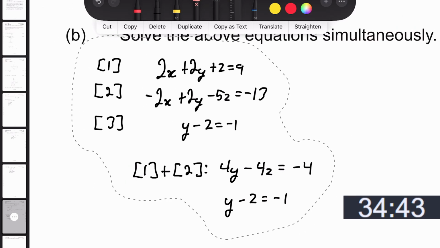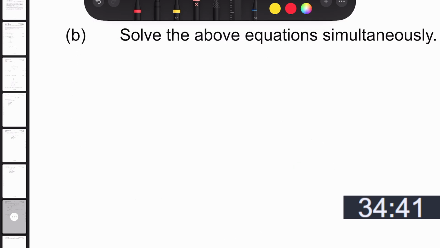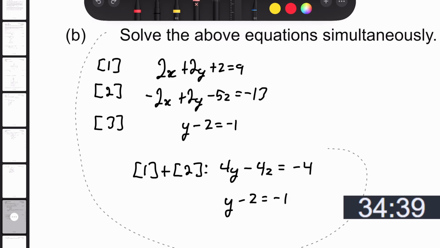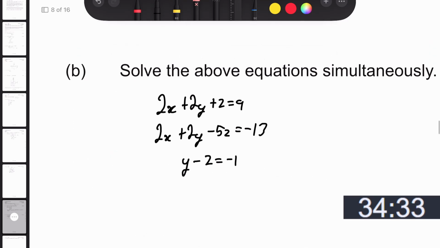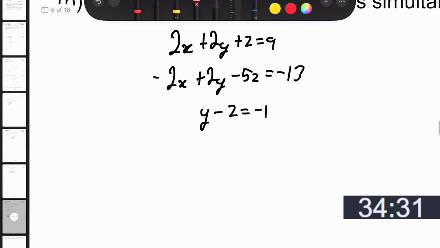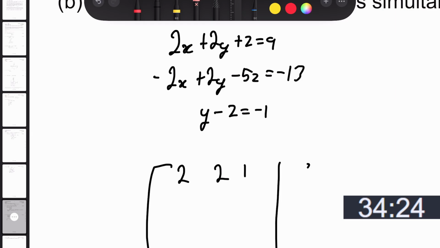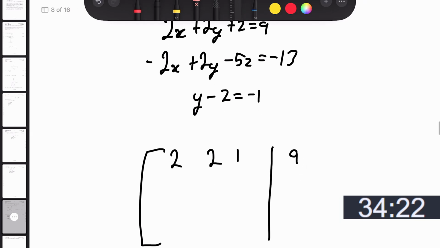I'm going to redo this, let's do this with the augmented matrix, because I understand augmented matrices. I can't believe I'm saying this, but I understand it more than the algebraic version. So let's say 2, 2, 1, 9. Well, I find it easier to explain the answers. Negative 2, 2, negative 5, negative 13, and then 0, 1, negative 1.